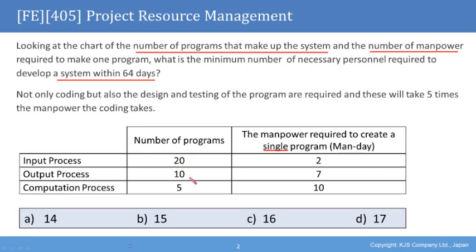The output process requires 10 programs, and it takes 7 man days for a single program in the output process. In the computation process, we need 5 programs, and it takes 10 man days for a single program in the computation process. Now the question is, what is the minimum number of necessary personnel? How many people do we need, the minimum required to develop a system within 64 days? The options are A, 14, B, 15, C, 16, or D, 17. And we'll go through the steps to try and calculate what the answer will be.